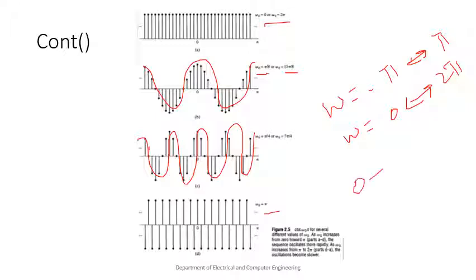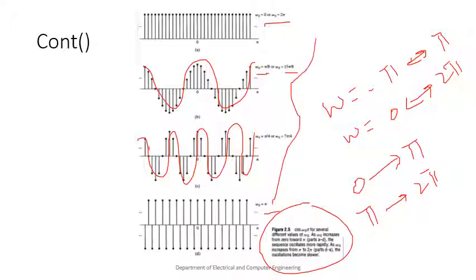From 0 to pi the signal will start oscillating faster, and from pi to 2 pi it will decrease. So you can read this for cos omega naught n for several different values. As omega naught increases from 0 to pi, the sequence oscillates more rapidly. As omega naught increases from pi to 2 pi, the oscillation becomes lower. So if you see here, after pi we are going towards 7 pi by 4, 15 pi by 8, and then 2 pi. Oscillation reduces. So from 0 to pi oscillation increases, and from pi to 2 pi oscillation decreases.